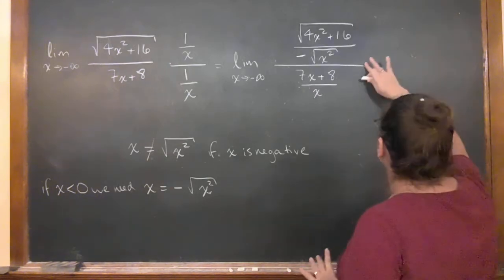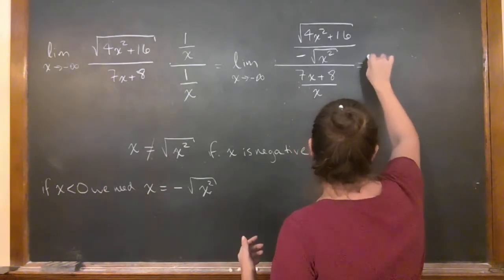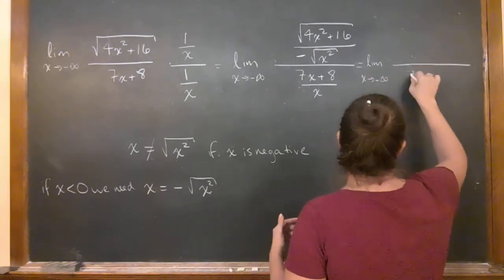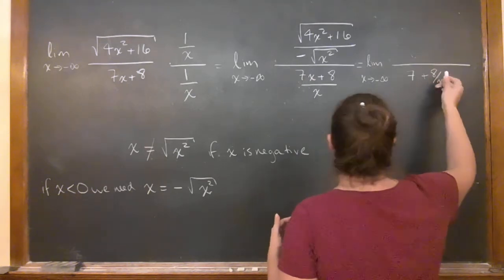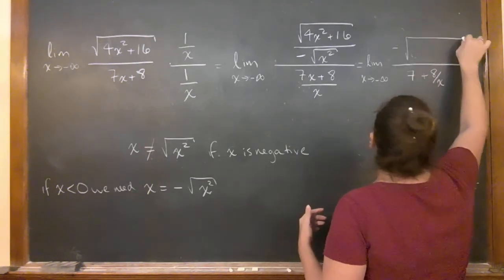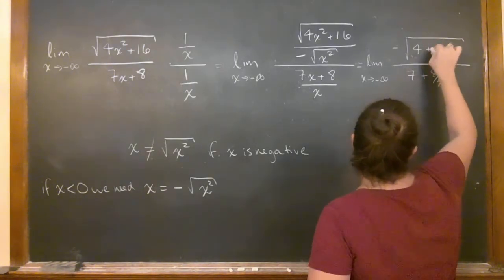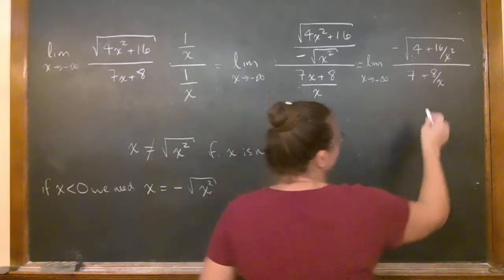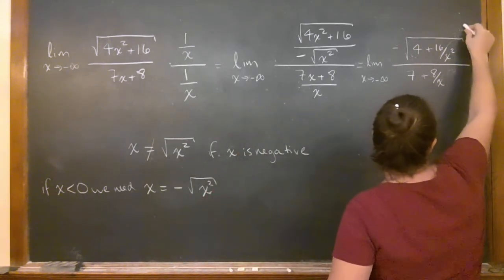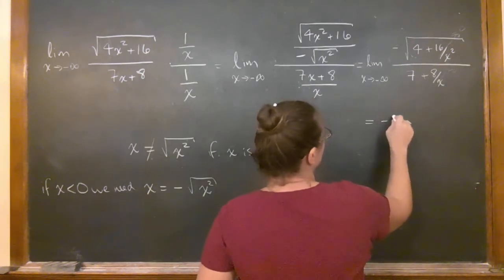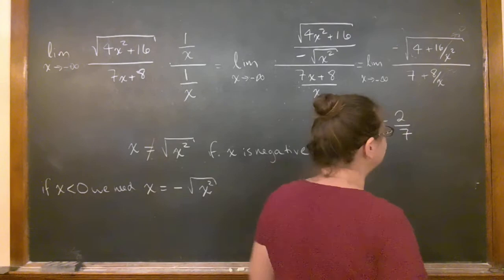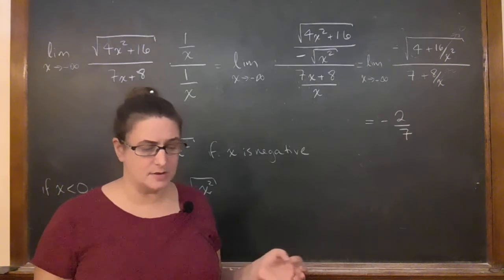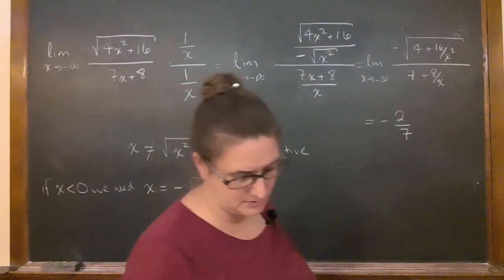Now the rest of the thing goes exactly the way it did in the previous example. This becomes 7 plus 8 over x. There's a negative in front here. This becomes 4 plus 16 over x squared. And then as I take x to negative infinity, that goes to 0, that goes to 0 as well. And I end up with a negative 2/7 this time. So there it is. This is one thing you do have to be careful with, those square roots.